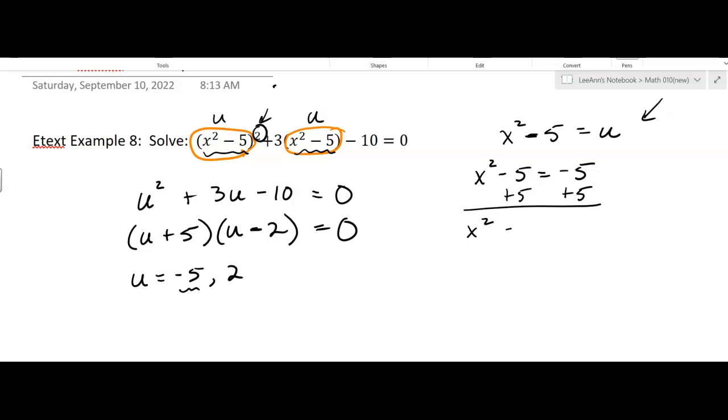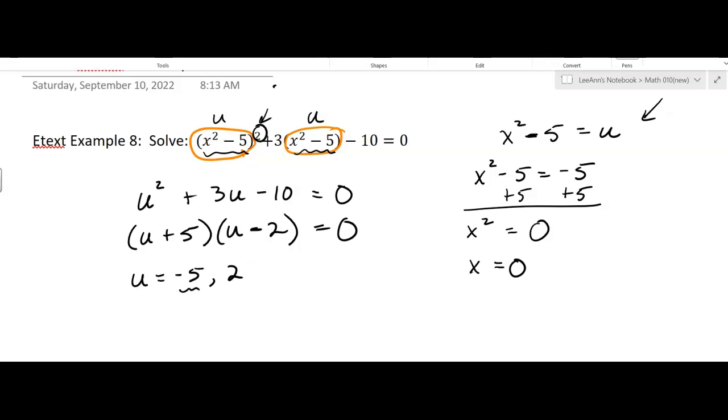You can rewind it, but I'll just say it again. I'm using the square root principle because there's no x term. There's no bx in there. Now you can take the square root of both sides and you get x equals 0. So that looks like a solution. You could plug it in and try it and see if it works.